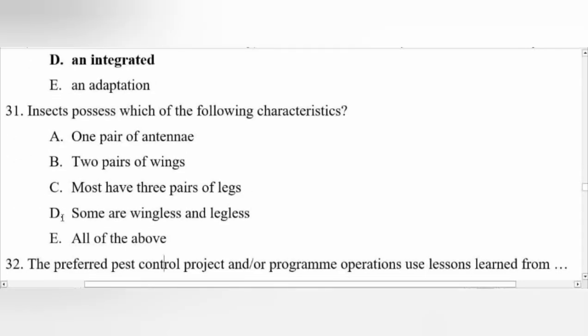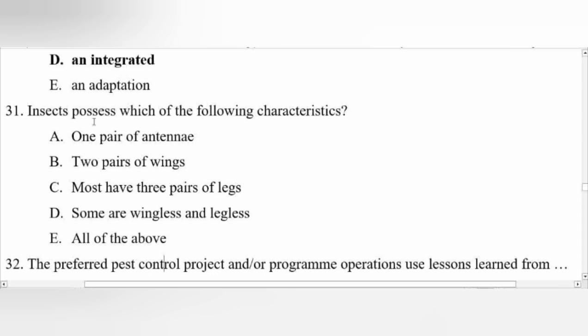Question number 31. Insects possess which of the following characteristics? The options are: one pair of antennae, two pairs of wings, most have three pairs of legs, some are wingless and legless, all of the above.